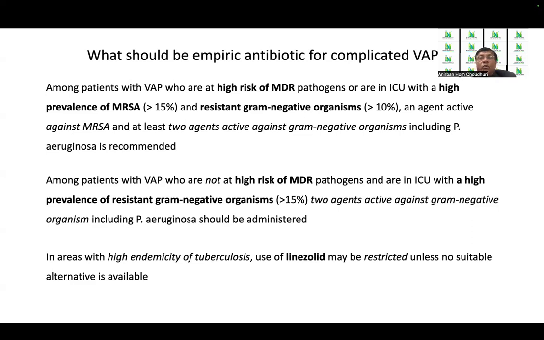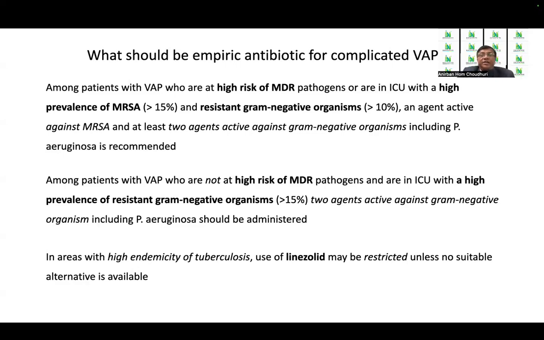I'm coming down to telling once again that there can be a situation where the patient is having a low risk of MDR or a high risk of MDR. So when we see the patient is having a low risk of MDR, we next also see what is the prevalence of MRSA and resistant MDR in the ICU, whether they are more than 15% and 10% respectively or not. And this we can only know if we have the data of our ICU. That is why it is so important.